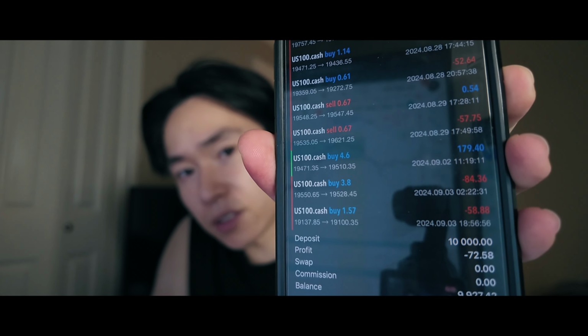Alright guys, so today is currently September 3rd, 2024. And today I took a trade on NAS 100, which resulted in a $58.88 loss. I did get slipped $8.88, which does suck, but you know, that's how it goes, right?